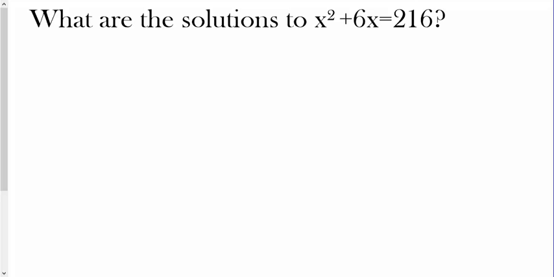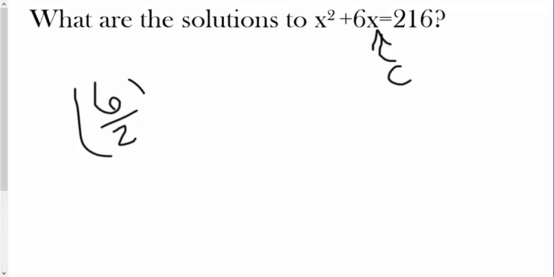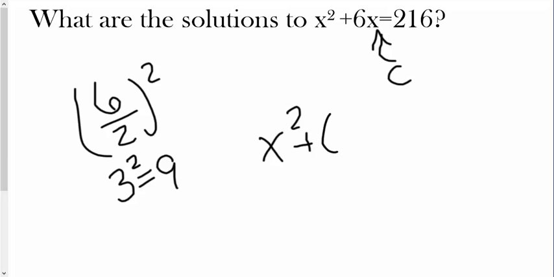I need to find my c, right? My c is missing. To find that, I have to take 6 divided by 2 and square that, and that'll give me 3 squared, which is equal to 9. So if I'm going to add 9 to the left side, I also have to add 9 to the right side. Because if you add 9 to both sides, you're really just adding 0. They kind of just cancel out.